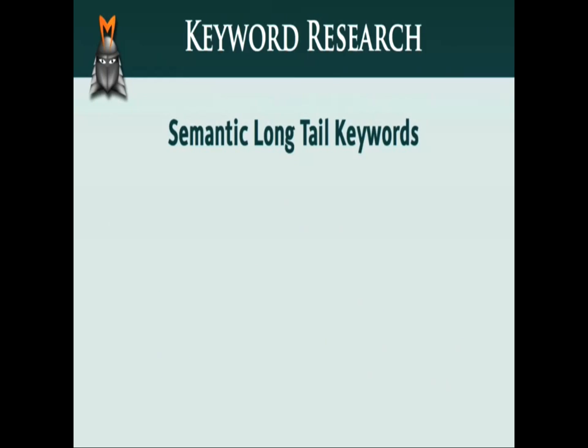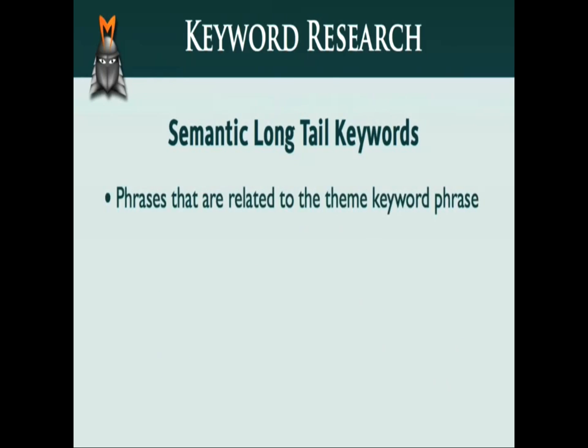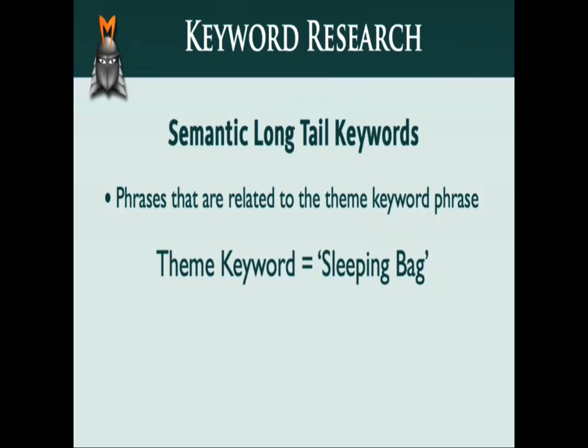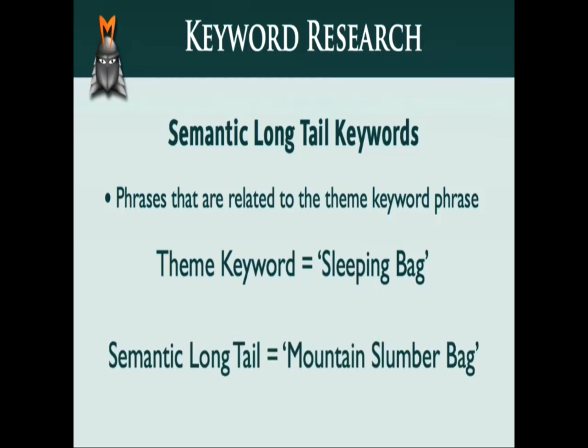Now, semantic long-tail keywords are phrases that do not contain the theme keyword phrase, but are still semantically related. So, with the sleeping bag example, a semantic long-tail keyword might be mountain slumber bag. In this example, the initial theme phrase, sleeping bag, is not actually part of the long-tail keyword phrase, but Google still sees them as being related.